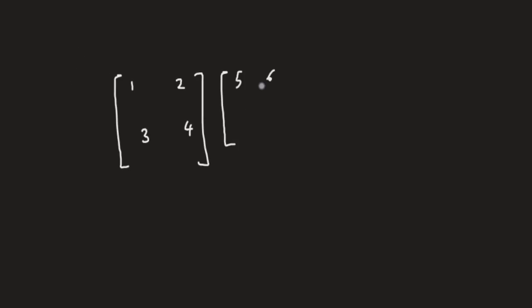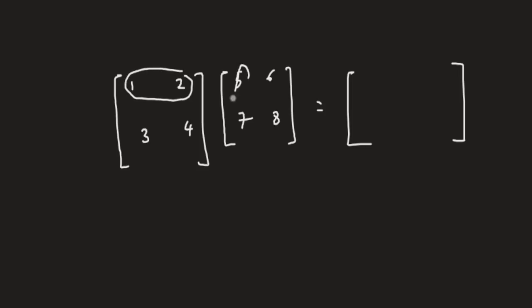Let's do a simple example. So 1, 2, 3, 4 multiplied by 5, 6, 7, 8. First of all, could we multiply these two matrices? Yes, because the number of columns of the first one is equal to the number of rows of the second matrix. How do we do that? So the output is of size 2 by 2. Now to obtain the first entry, this guy over here, we grab the first row of A and the first column of B. Multiply, then add.